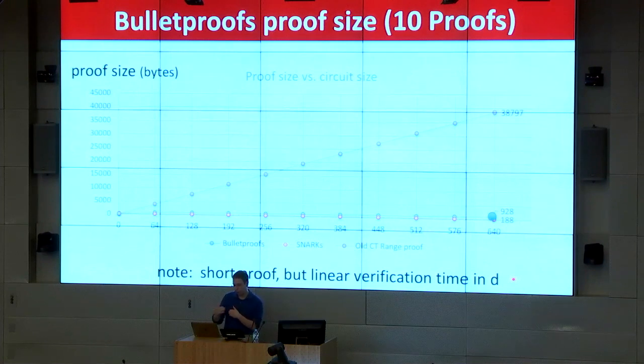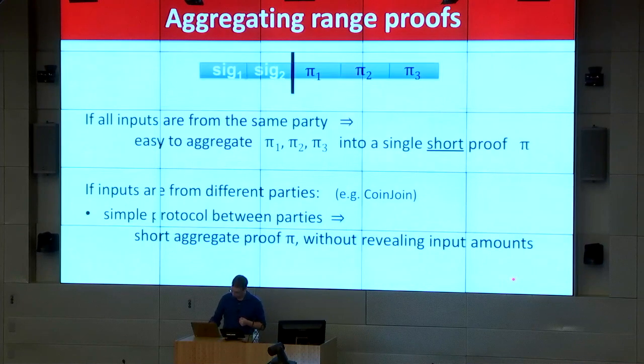So it does grow linear in D. But in fact, again, as I said, on the blockchain, you want things to be short. And it does satisfy the succinctness requirements. OK, so good. So who can aggregate these proofs?